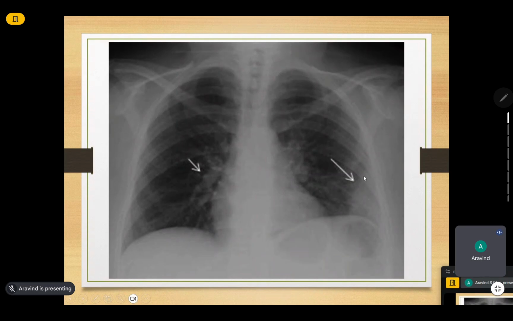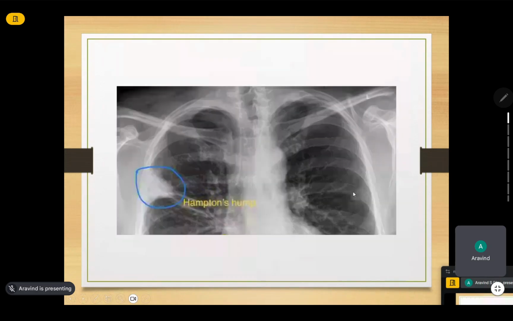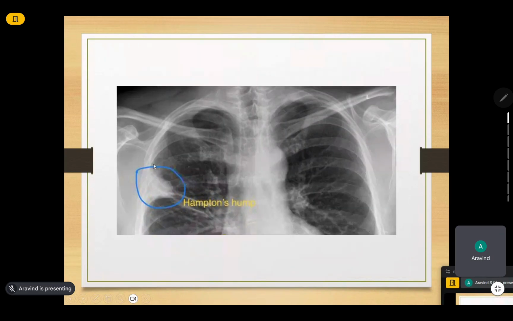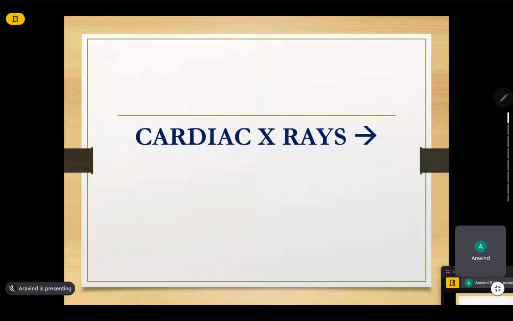It is a finding of pulmonary embolism. So here you can see the Hampton's hump. The patient is also having a hilar prominence, and there is Hampton's hump. So Hampton's hump is nothing but a wedge-shaped opacity, which is in close proximity with the pleura, and it is usually because of pulmonary embolism. So this is about the basics of X-ray interpretation, and I just gave an outline about the X-ray interpretation of certain pulmonary conditions also. Next, we shall move to the cardiac X-rays.